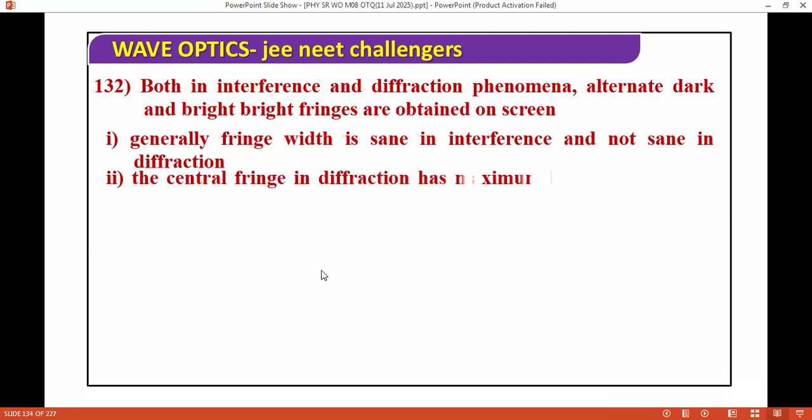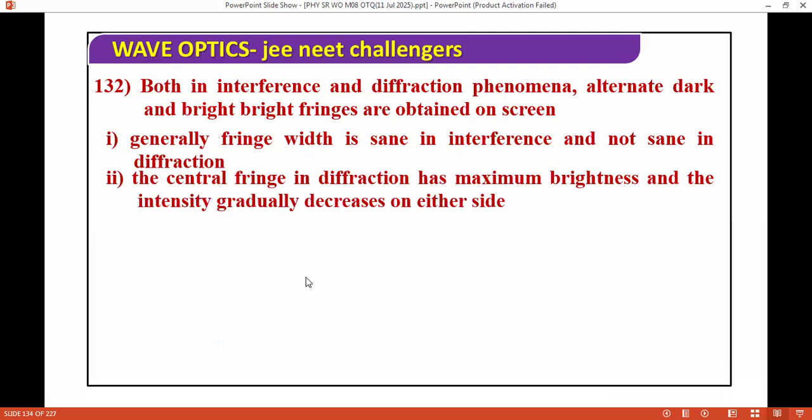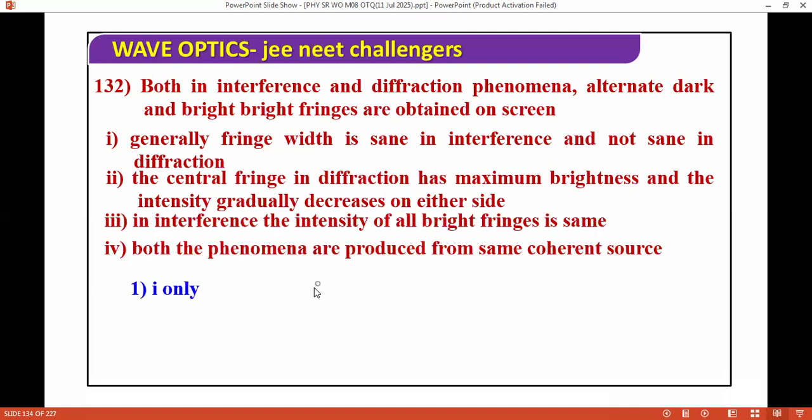In interference and diffraction phenomena, alternate dark and bright fringes are observed on a screen. We have the options: the fringe width is the same in interference and not the same in diffraction. The correct answer is one, two, and three. The central bright fringe in diffraction has maximum brightness and the intensity gradually decreases on either side. In interference, the intensity of all bright fringes is the same. This is a very important concept. Keep this concept in your brain.